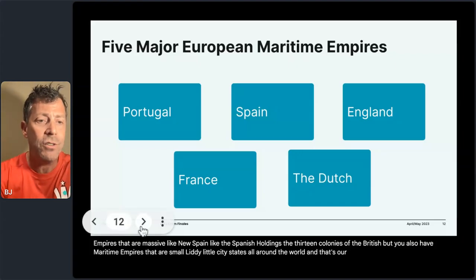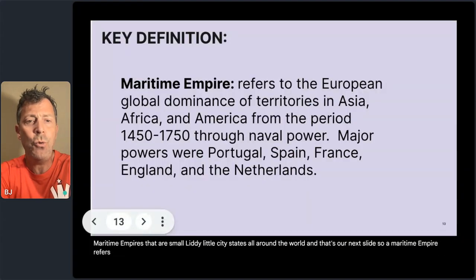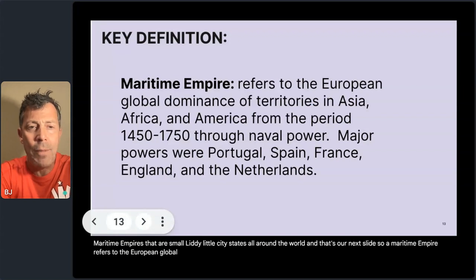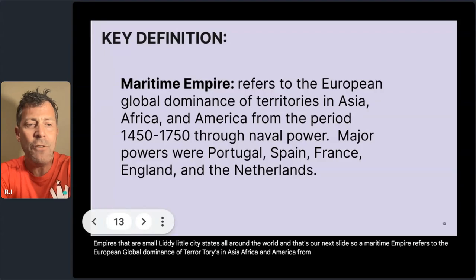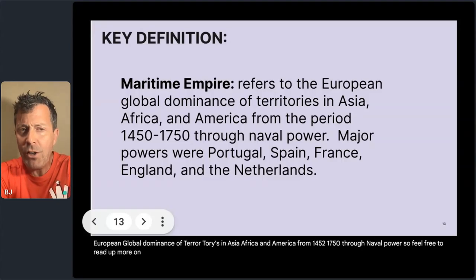And that's our next slide. So a maritime empire refers to the European global dominance of territories in Asia, Africa, and America from 1450 to 1750 through naval power. So feel free to read up more on a maritime empire.